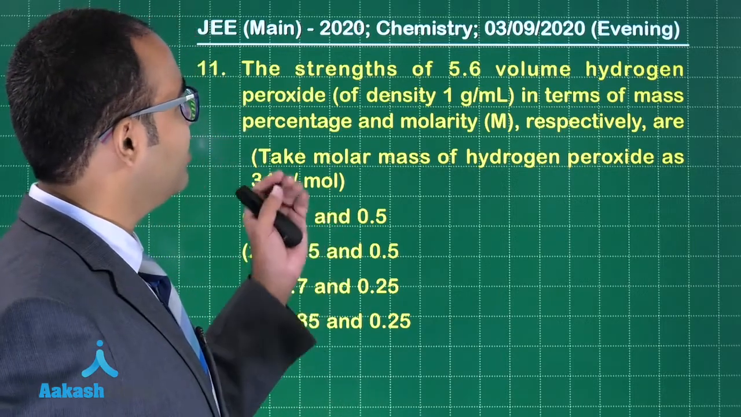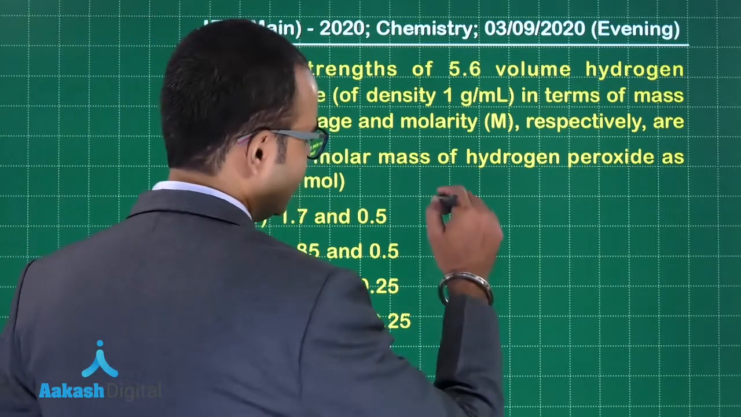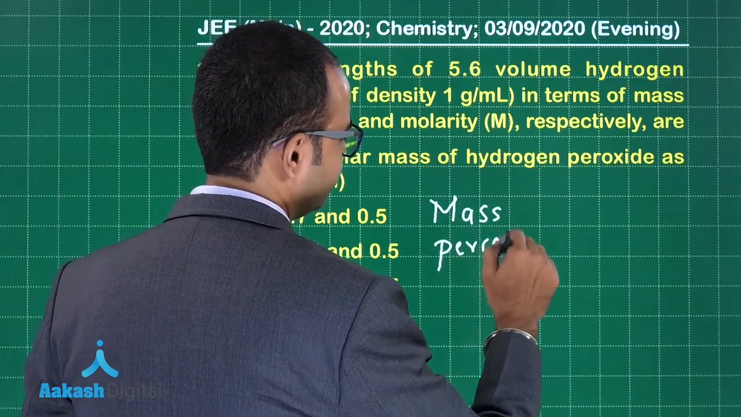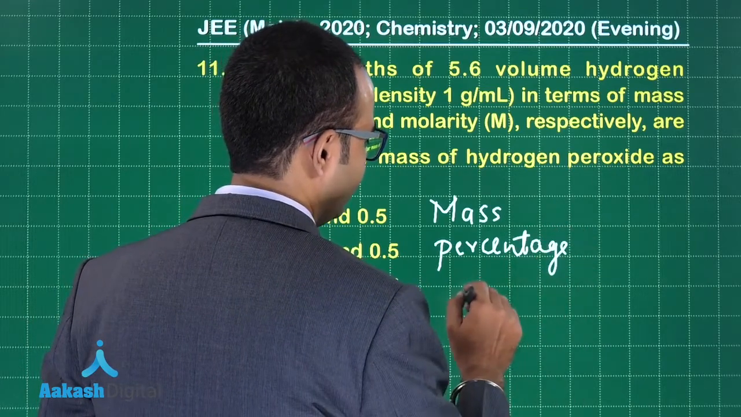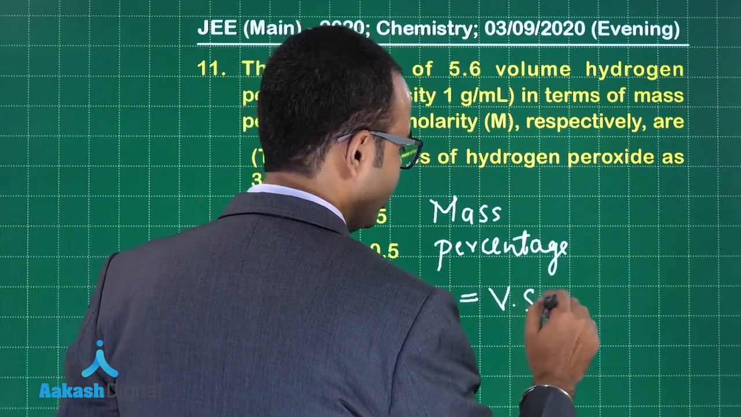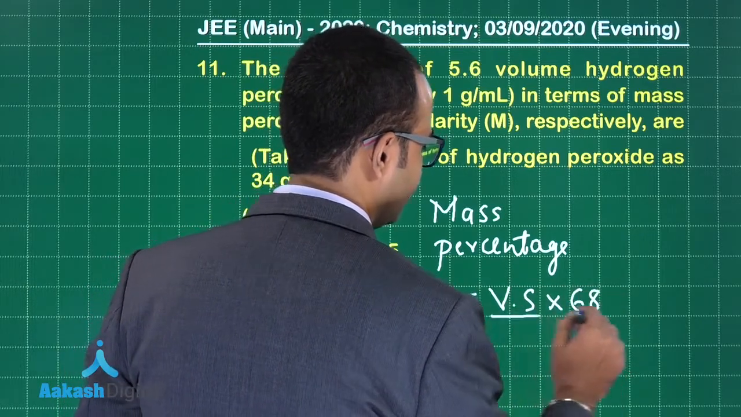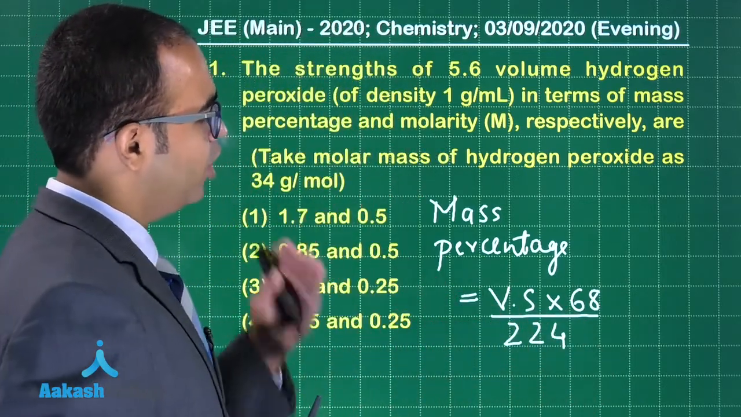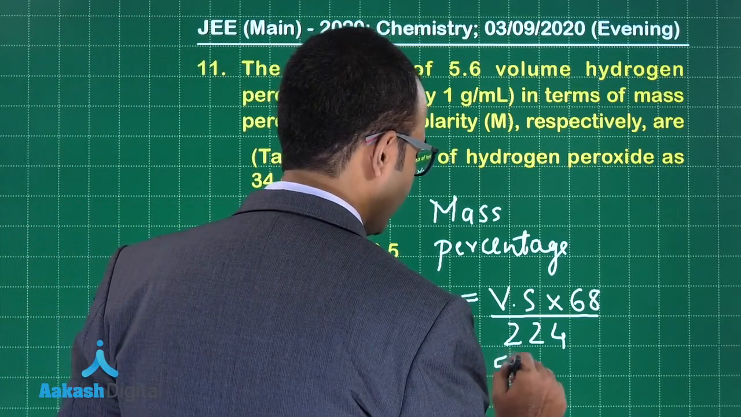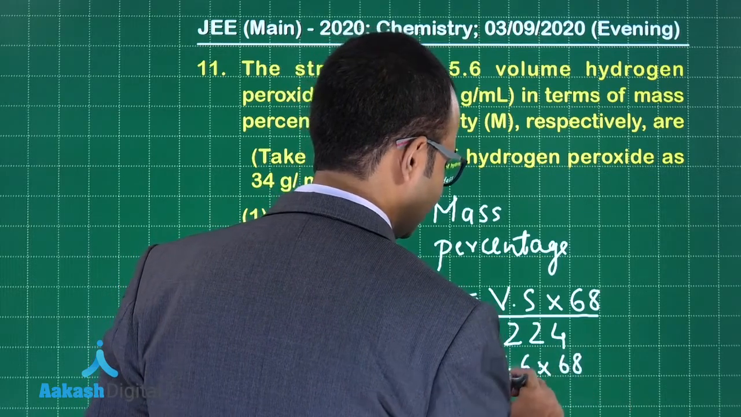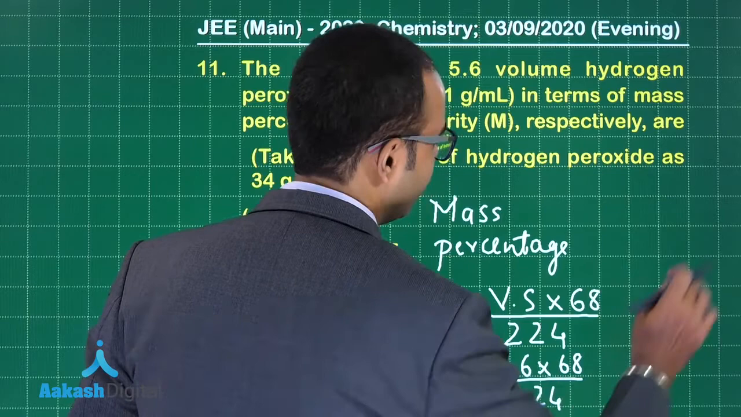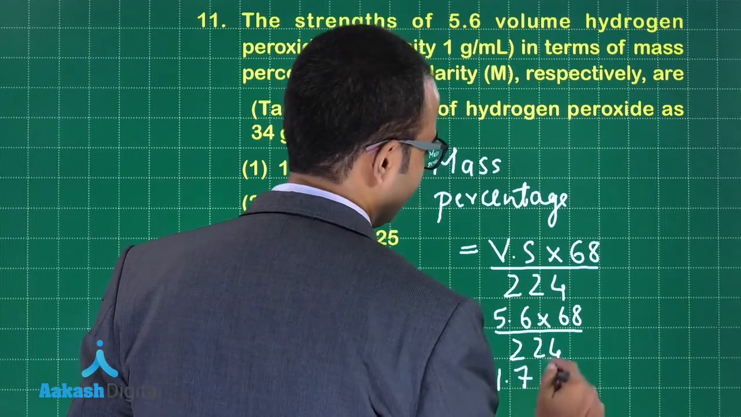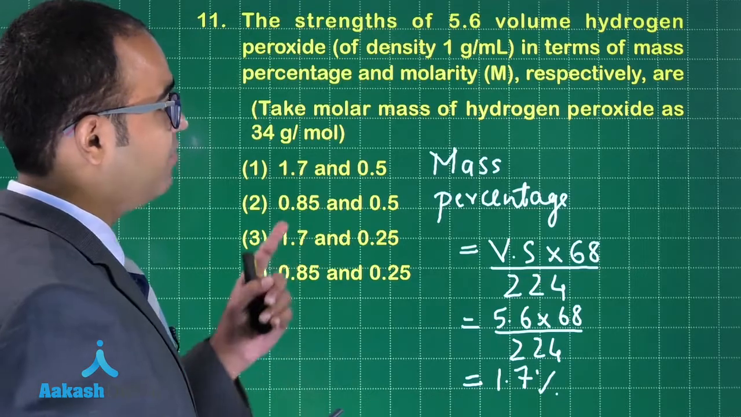So first we have to find out what? We have to find out the mass percentage. So how do we calculate the mass percentage? So mass percentage of hydrogen peroxide is equal to volume strength into 68 divided by 224. Just substitute the volume strength over here. So the volume strength is how much? Volume strength is 5.6 multiplied by 68 divided by 224. So as you solve this, you will get 1.7%. So that is the mass percent of this solution.